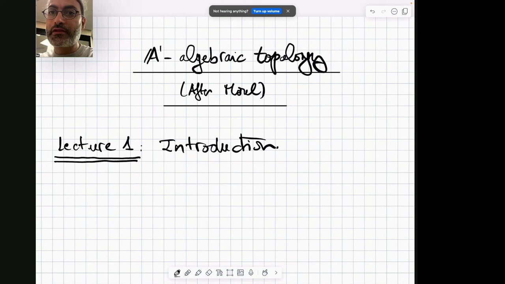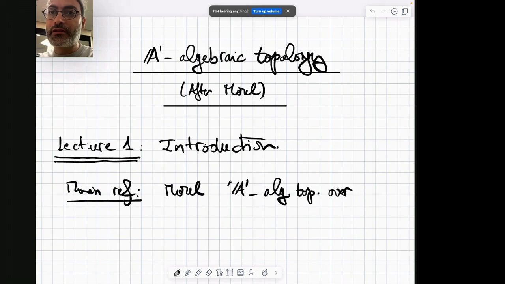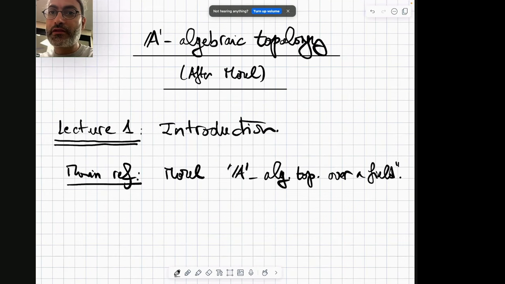And so the main reference will be his book, the book of Morel, A1 algebraic topology over a field. I'm going to basically explain maybe not all the main results, but some of the most important ones, and sketch their proof. This is a bit ambitious, and I probably won't be able to give full details, but I'll try to do my best. And of course, since this is really not my work, I should also say that all the results are due to Fabien, and any mistake is due to me.